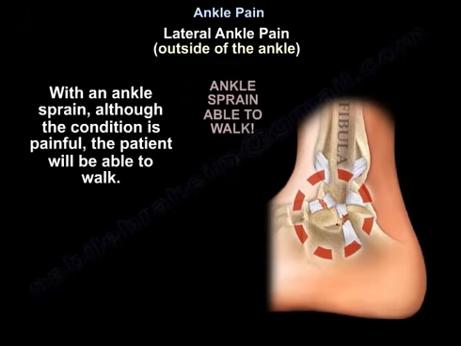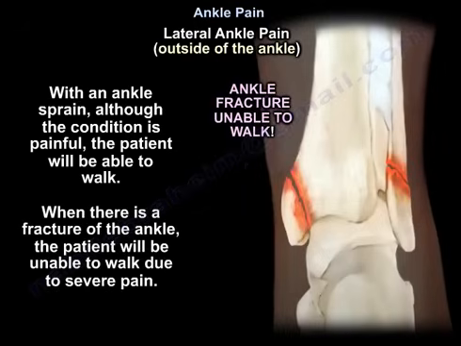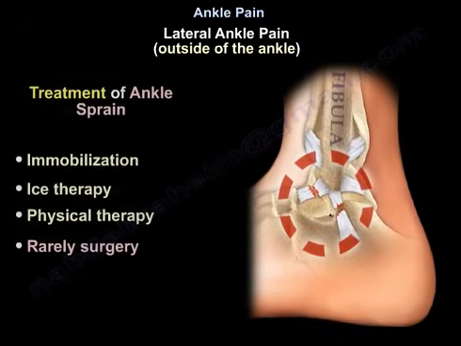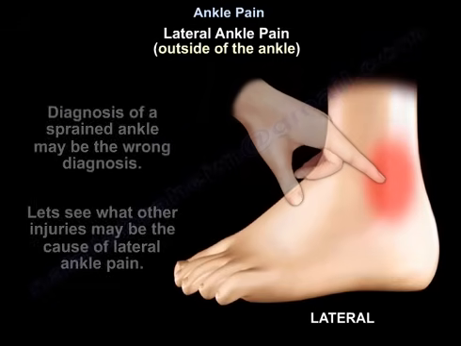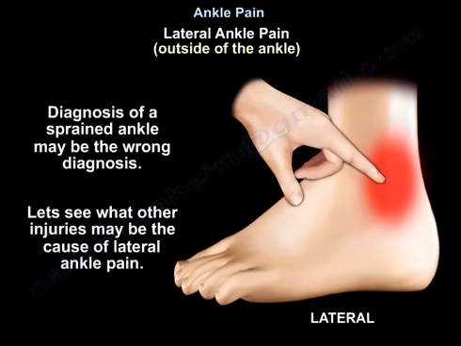With an ankle sprain, although the condition is painful, the patient will be able to walk. With a fractured ankle, the patient will be unable to walk from severe pain. The treatment of ankle sprain will include immobilization, ice therapy, physiotherapy, and rarely surgery. Diagnosis of a sprained ankle may be the wrong diagnosis. So let's see what can cause pain on the outer side of the ankle.